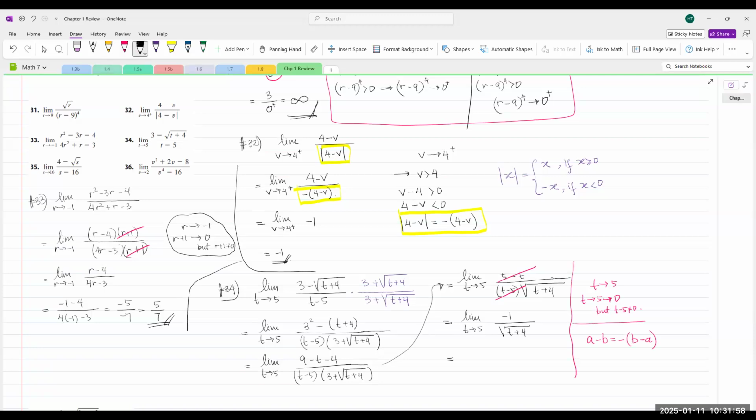Now, notice that in the new function, 5 is already in the domain, right? So we can just plug that in. That's negative 1/3. So if it's already in the domain, we can plug that in. If not, we need to simplify first.